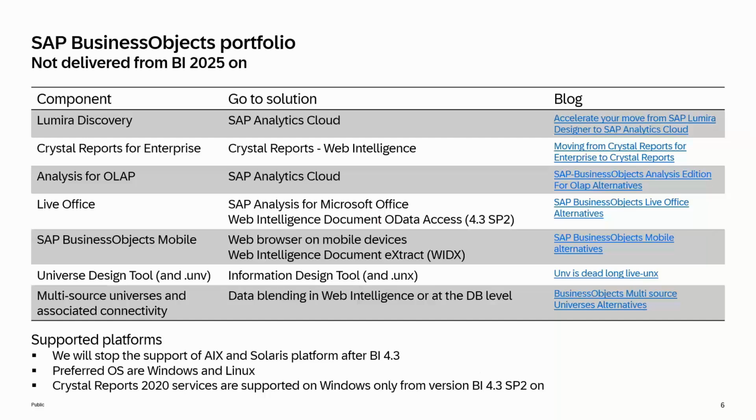This slide, you've seen it already several times as well. Just to mention that we propose the two solutions. We have a blog for each component explaining the route to move away, and we are committed to support you in case you face challenges. In terms of platforms, we will not support AIX and Solaris anymore. We will focus on Windows and Linux. And as you probably know by now, Crystal Reports 2020 services only work on Windows since BI 4.3 SP2.